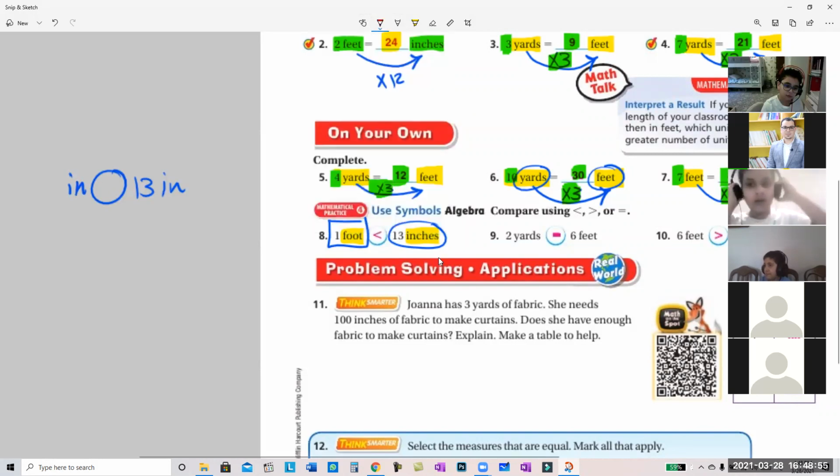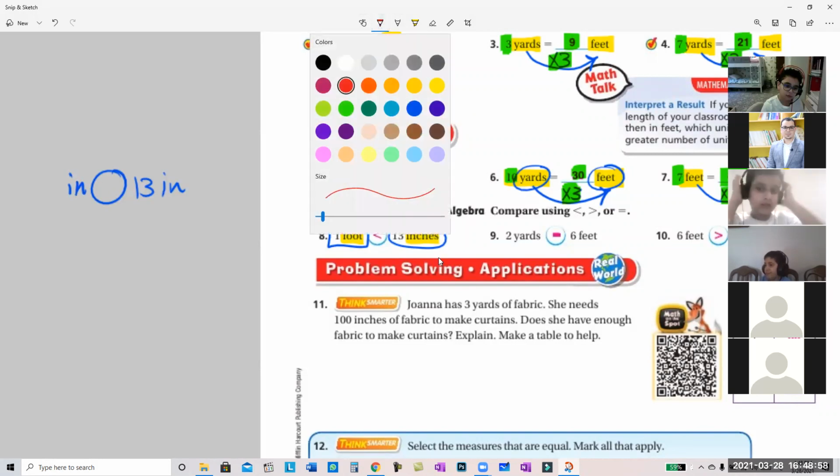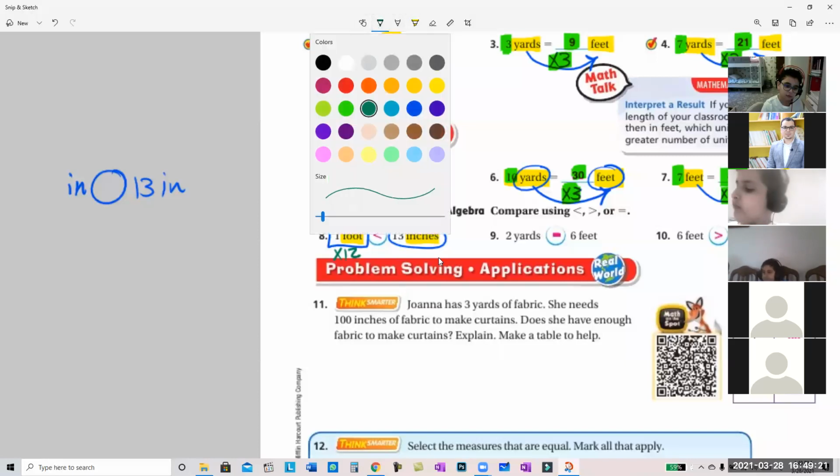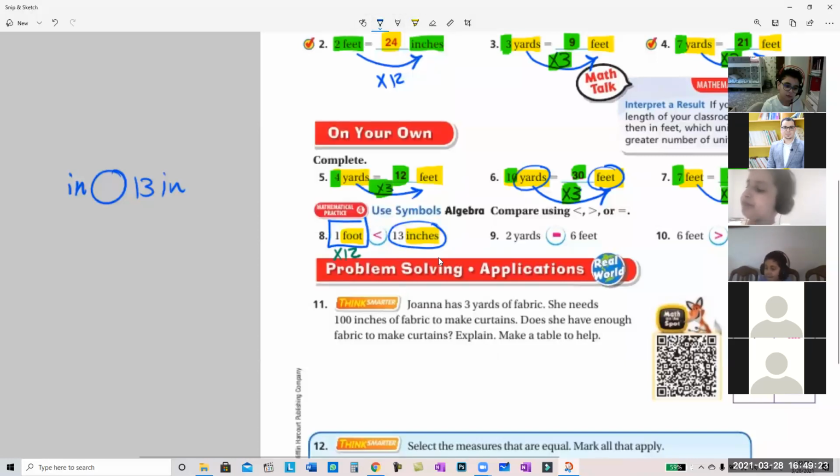So we're gonna multiply by what to convert it? Look to the table above here. 1 foot equals how many inches? 12. So we're gonna multiply by 12. To convert foot to inches, you have to multiply by 12. Okay, so it will be 12 inches.